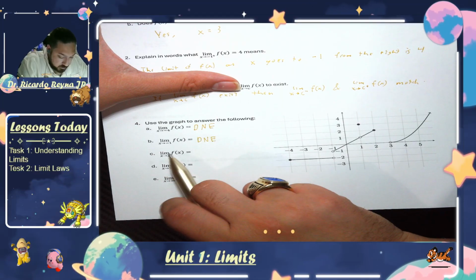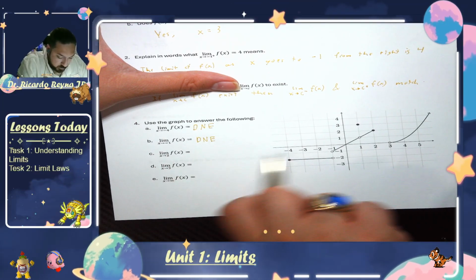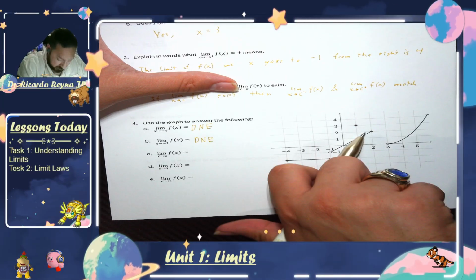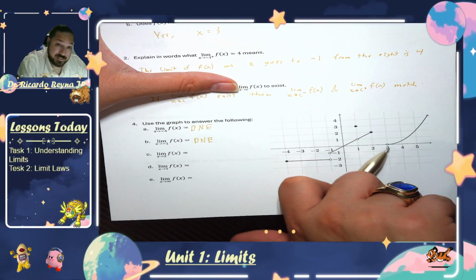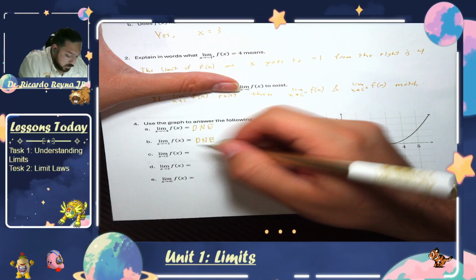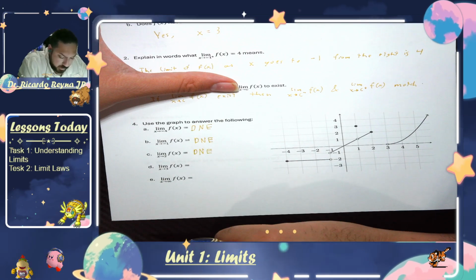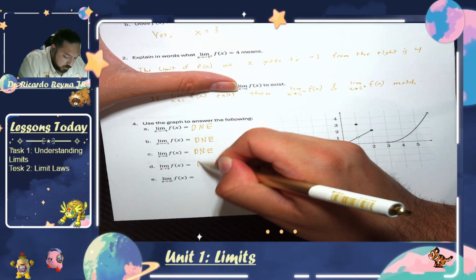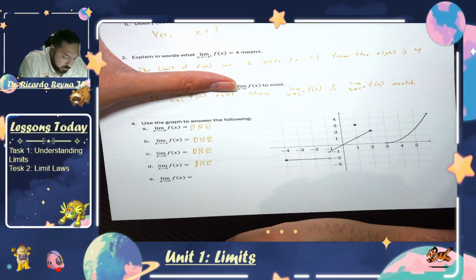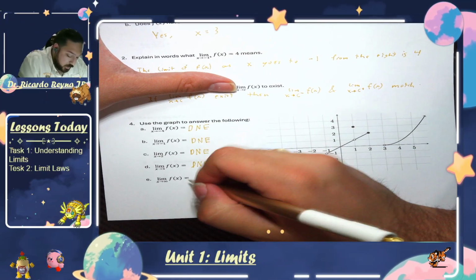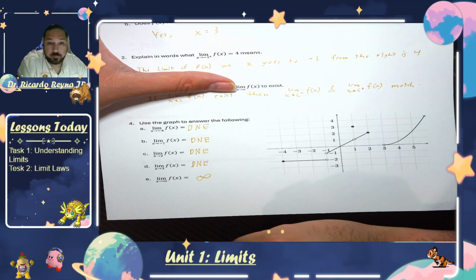As x goes towards 2, it does exist from the left, but does not exist from the right. So therefore, it does not exist. X goes towards 3, similar beef. It does not exist on the left. And as x goes towards infinity, we can just see that that goes towards infinity as well.